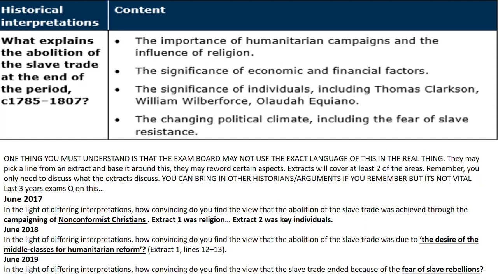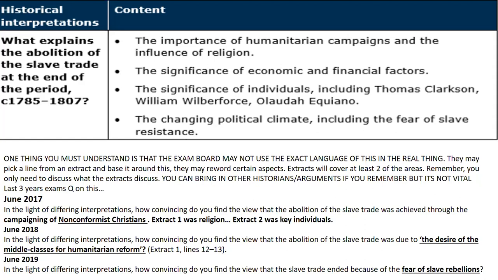Whereas June 2017 had more focus on religion, June 2018 had more focus on humanitarianism, which you must bring religion in. June 2019, last year's paper, was a lot easier because it just made it very clear. In light of differing interpretations, how convincing do you find the view that the slave trade ended because of the fear of slave rebellions? Now again, they used a different word there, rebellions, whereas in the scheme of learning it says resistance.